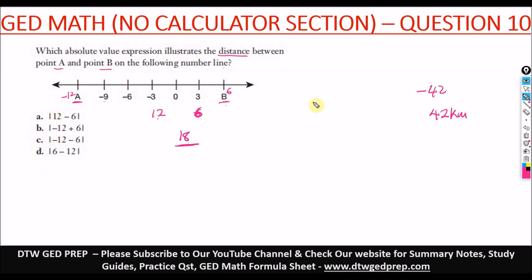Now, remember that when you do an absolute value of a number, if the number is negative, the absolute value of a negative 18 is what? A positive 18. Okay, so if we do this, this is 12 minus 6. That will give us 6. This is wrong. This is a negative 6. It was wrong. We should be getting something like 18. This is negative 12 plus 6. This is a negative 6. Also wrong. So this is a negative 12, negative 6. This is what? A negative 18 in absolute value, and which will give us what? A positive 18. So our right option here is option C.